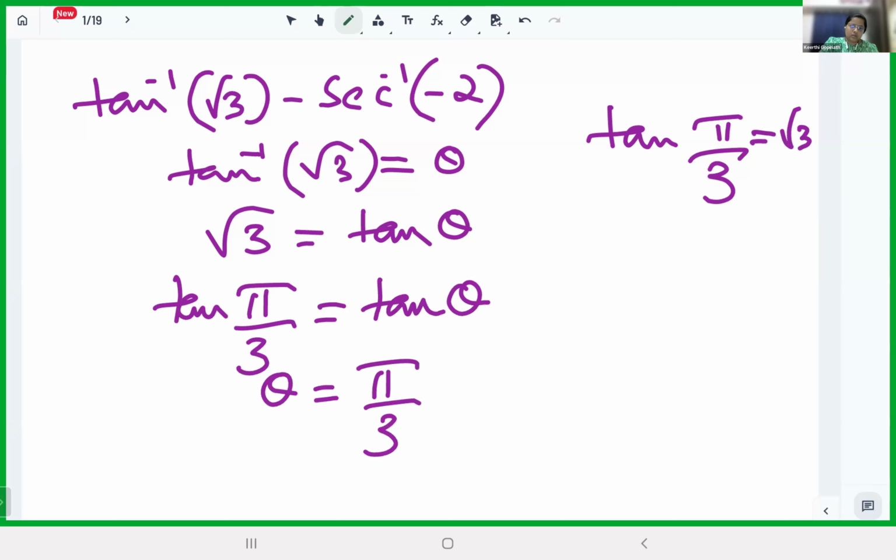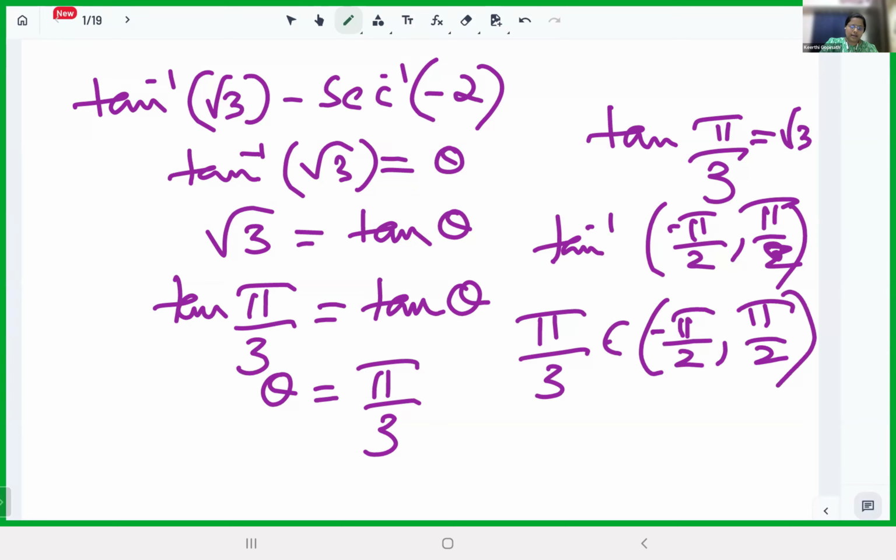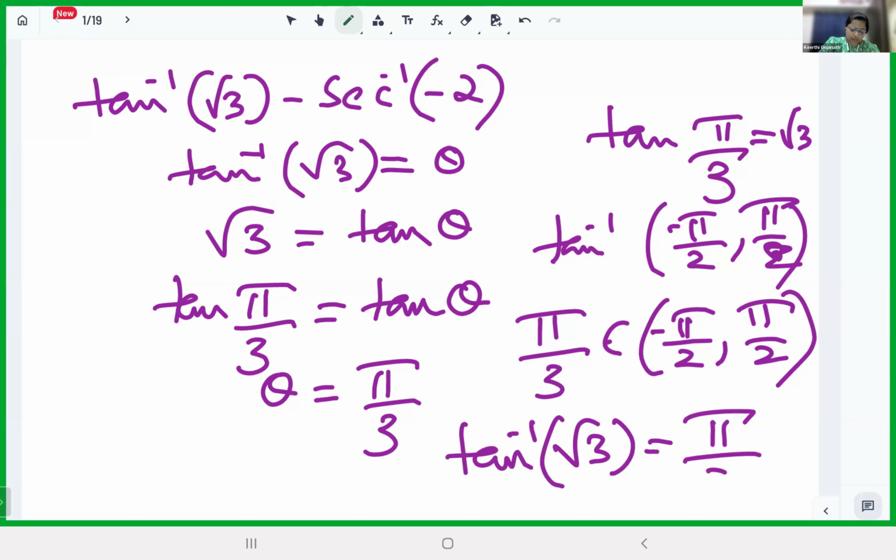And does this pi by 3 belong to the principal value branch of tan inverse? What was the PVB? Tan inverse PVB was the open interval minus pi by 2, comma pi by 2. And clearly, pi by 3 belongs to minus pi by 2, comma pi by 2. Right? So we got that tan inverse of root 3 is equal to pi by 3. Now, moving on to the second part. That is sec inverse, right? We have to find out the value of sec inverse of minus 2. So let sec inverse of minus 2 be theta.